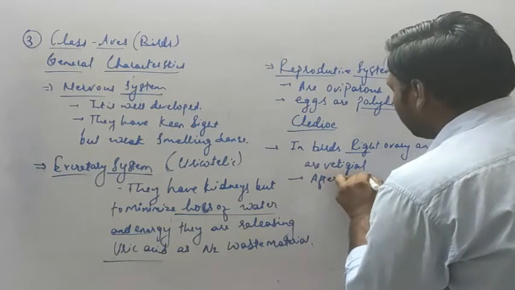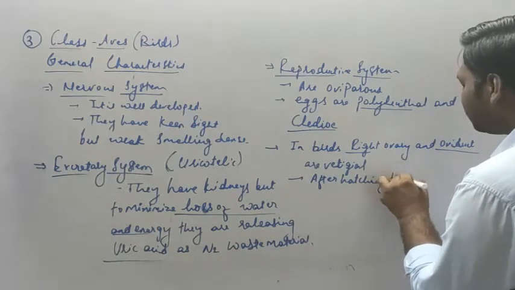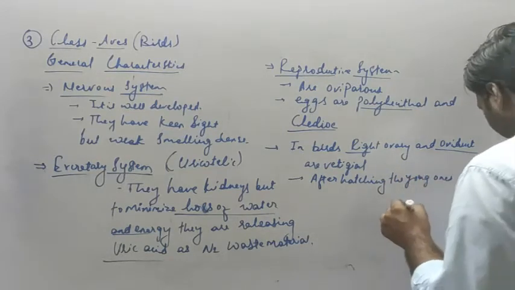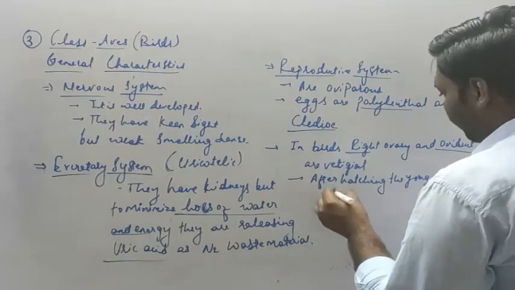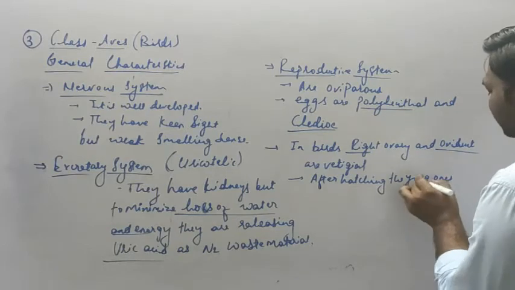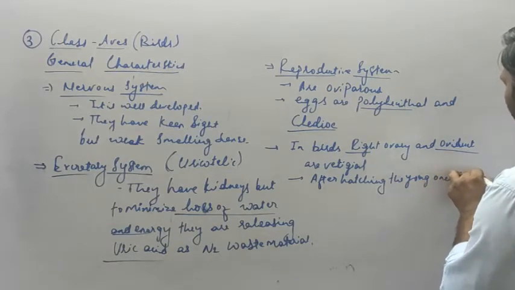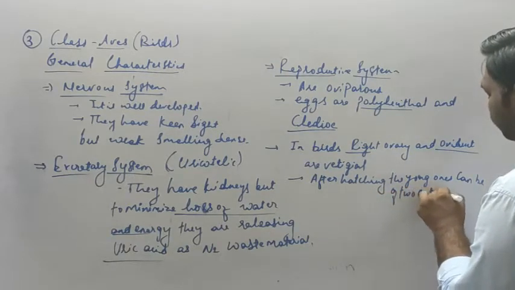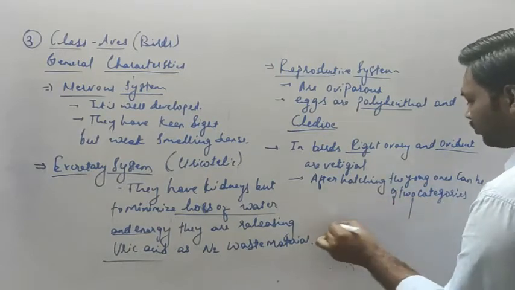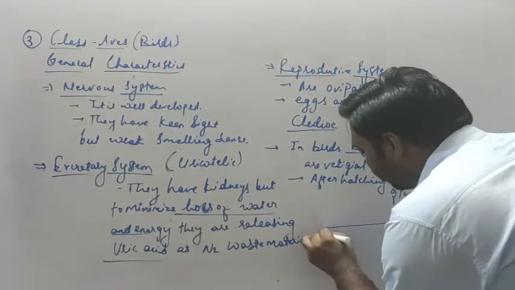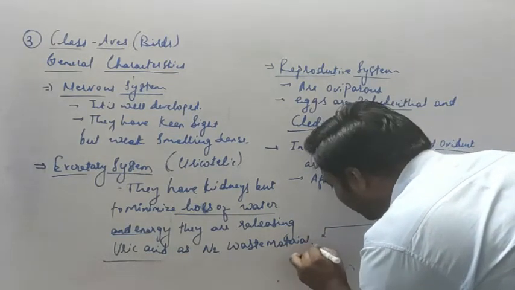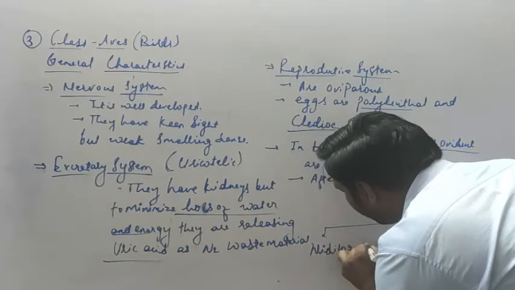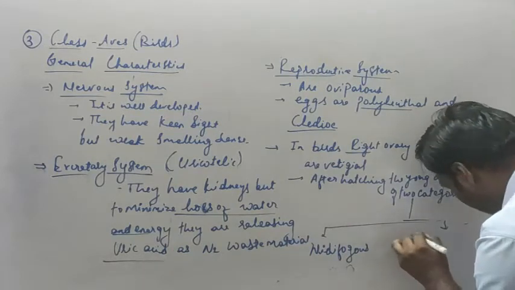Okay, then next, after hatching the young ones can be of two categories. Okay, after hatching the young ones can be of two categories. So what are these two categories? One is called nidifugous, and another one is called nidicolous.